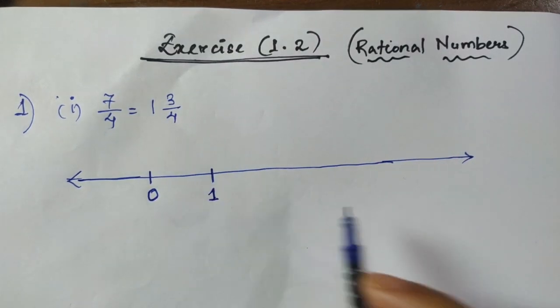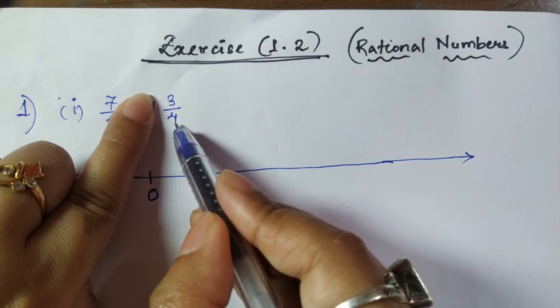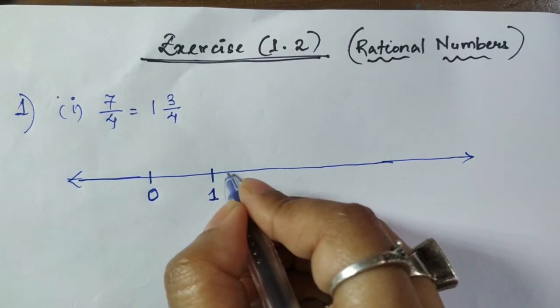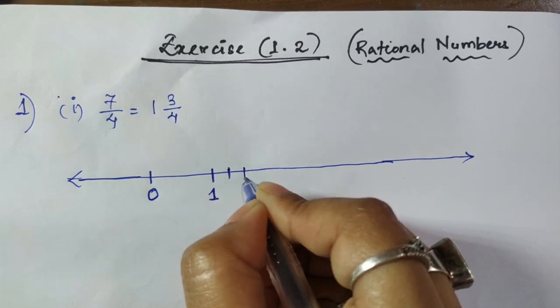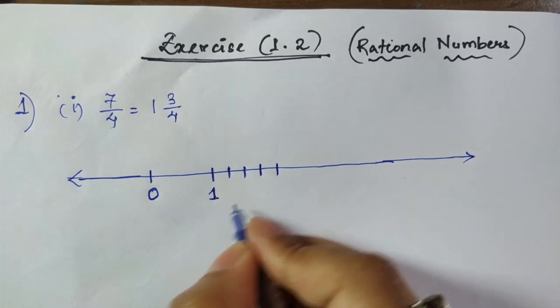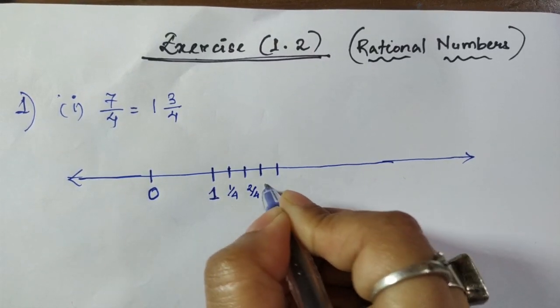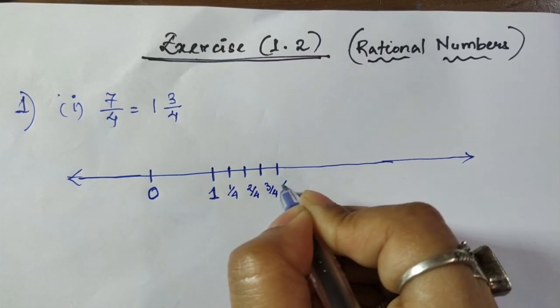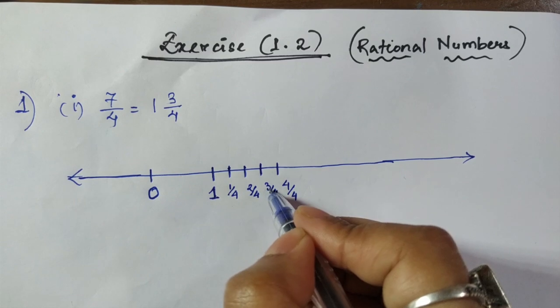So for 3 by 4, now you forget about the 1. You see, this is a proper fraction. What is the denominator? 4. So I will make 4 divisions. These are smaller than this gap. See, 1, 2, 3 and 4. Okay, so this is my 1 by 4, this is 2 by 4, 3 by 4 and this is my 4 by 4. So please see, now this is the 3 by 4.